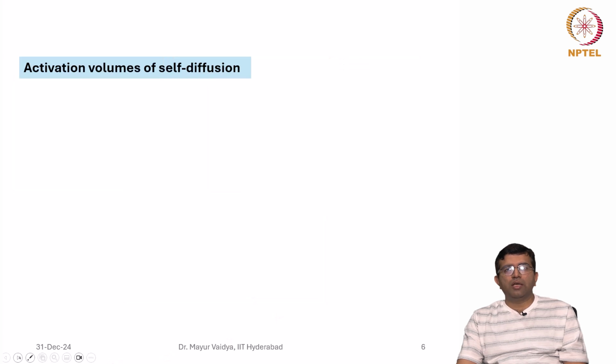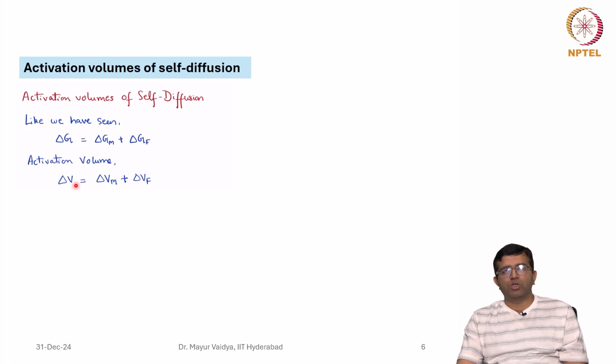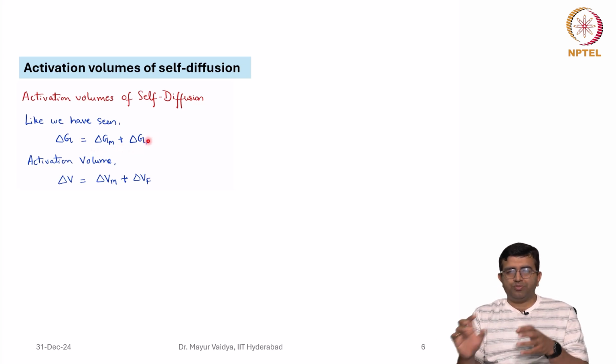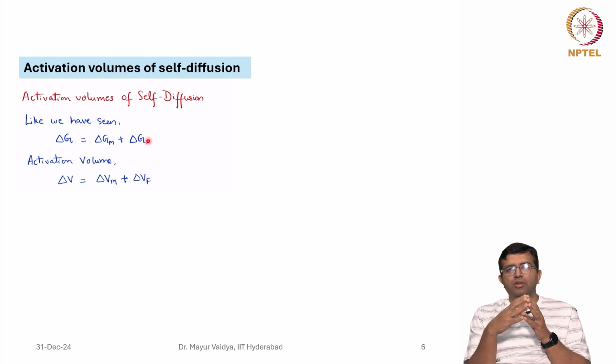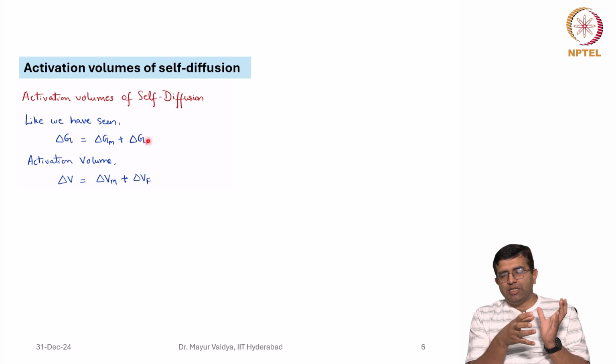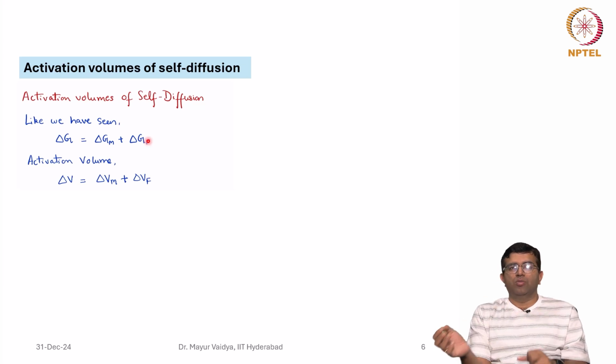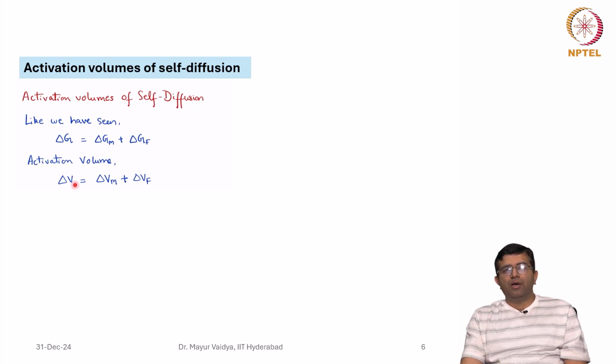Now, let us talk about the activation volumes of self diffusion. Like we saw that the free energy can be written as delta Gm plus delta Gf. That means there is a migration term as well as a formation term. Similarly, for the activation volume also there is a migration term as well as a formation term. So, delta V can be written as delta Vm plus delta Vf.